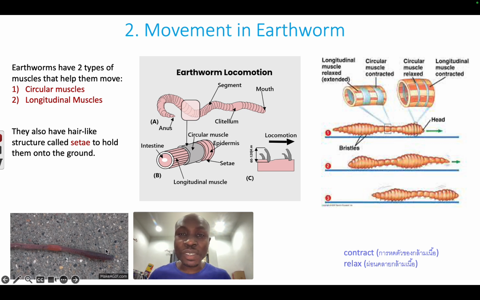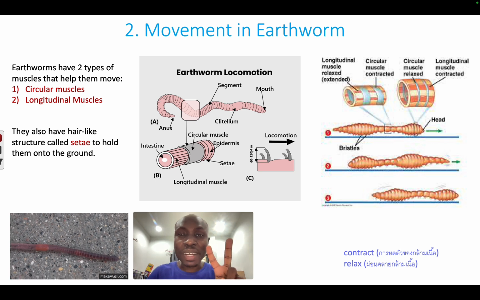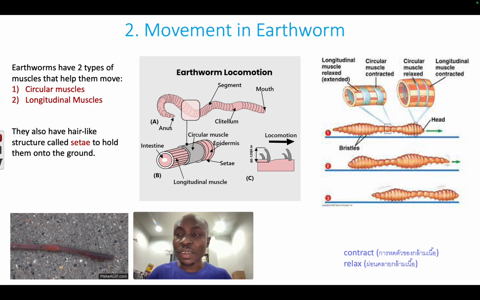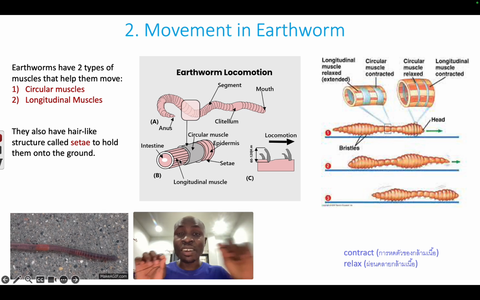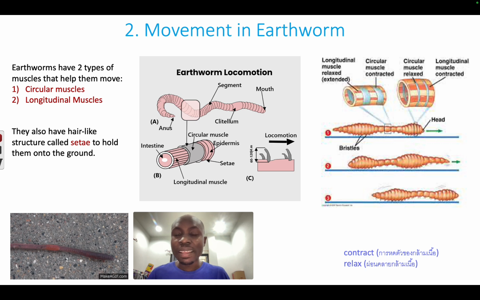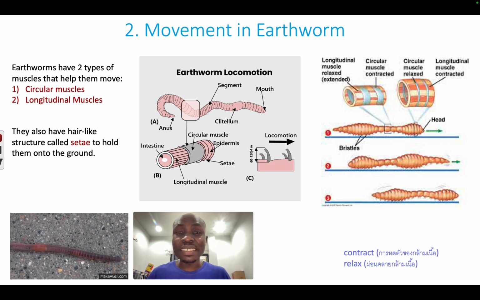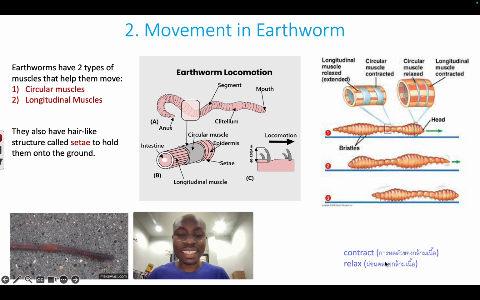And how do they move? They use two muscles, which are called circular muscles. Okay, circular because it's a circle around the animal like this. You can see in this part is a circular muscle, and longitudinal muscle from the word long. Okay, longitudinal muscle. They are long and along the body of the earthworm. So these are the two muscles that can contract and relax to make the organism move, the earthworm move.